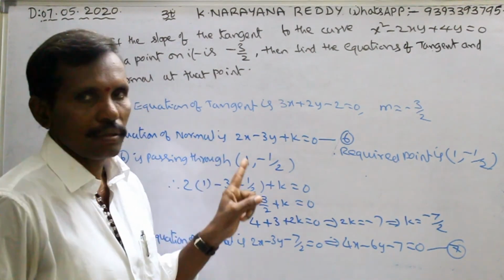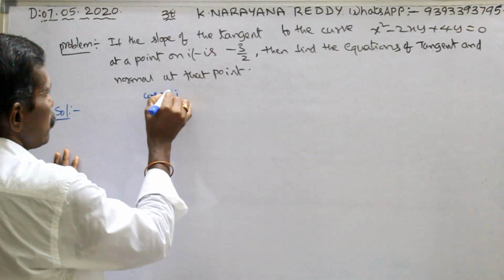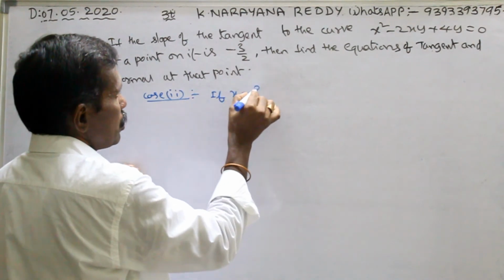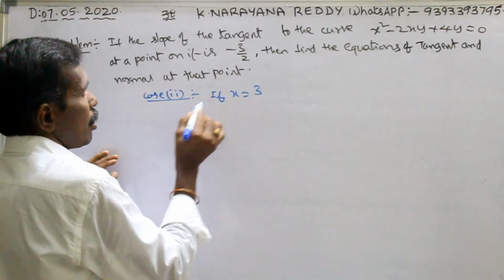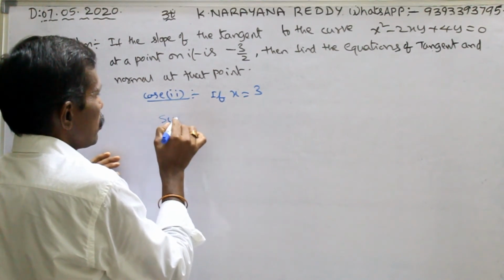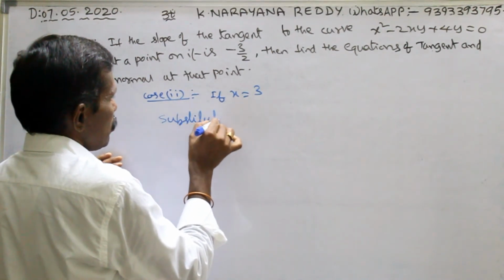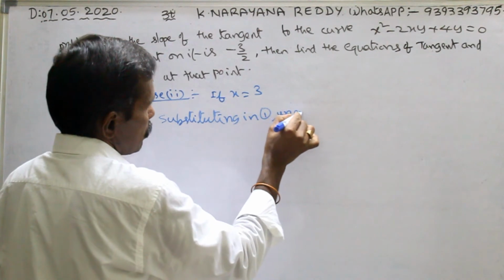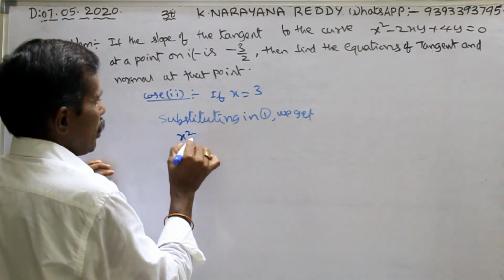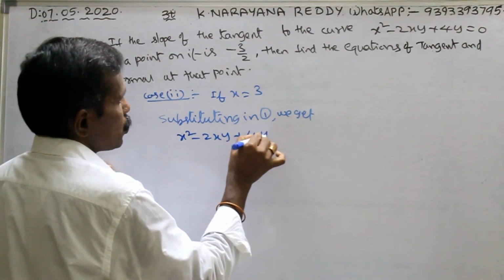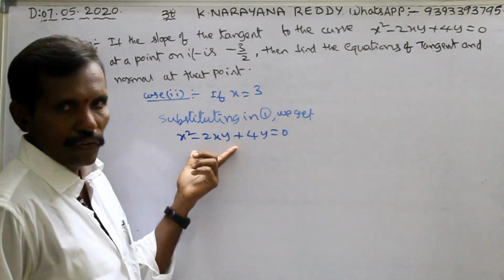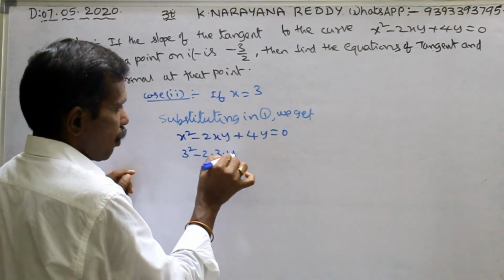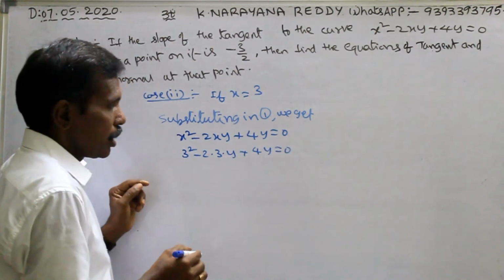Okay. In case 1. Now we want case 2. Case 2. What is case 2? If x equals to 3. Yes. Curve equation. Substituting in 1 we get, what is 1? X square minus 2xy plus 4y equals to 0. Yes, this curve equation. Now 3 square minus 2 into 3 into y plus 4y equals to 0.